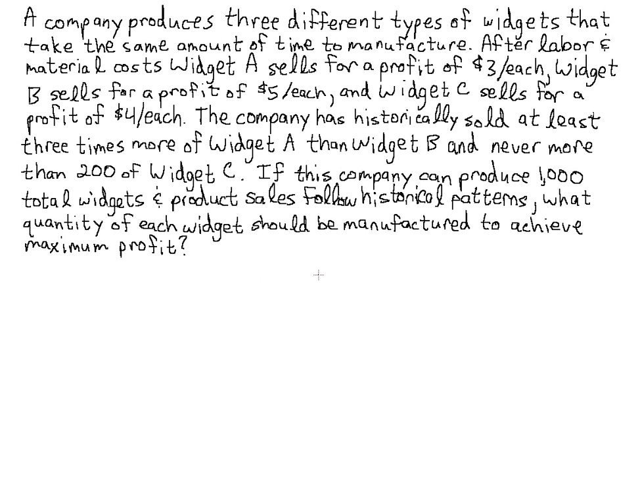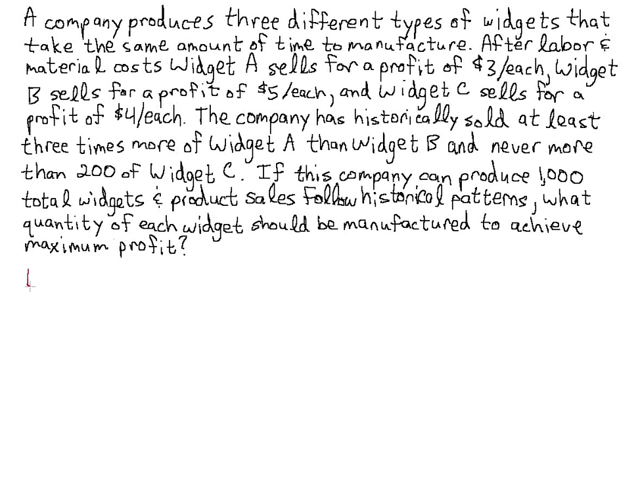The company has historically sold at least 3 times more of widget A than widget B, and never more than 200 of widget C. If this company can produce 1,000 total widgets and product sales follow these historical patterns, what quantity of each widget should be manufactured to achieve a maximum profit? Okay, this is a very good industrial manufacturing situation here.